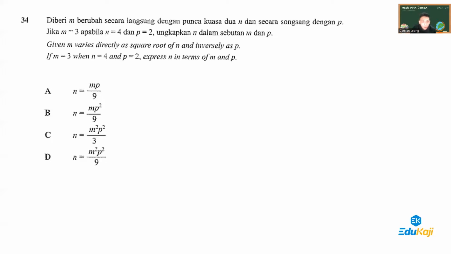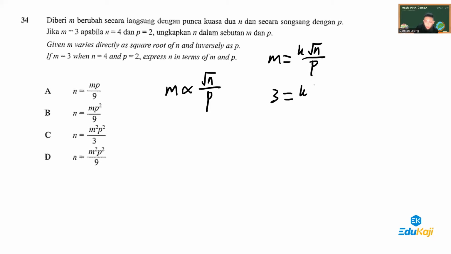Then 34. I know M is 3, N is 4, P is 2. They say M varies directly as square root of N and inversely as P, like this. Means M is K square root of N over P. So I find K first by subbing in all the M, N, and P values. 3 equals K times square root of 4 over 2. Square root of 4 over 2 is 1, so K is 3.